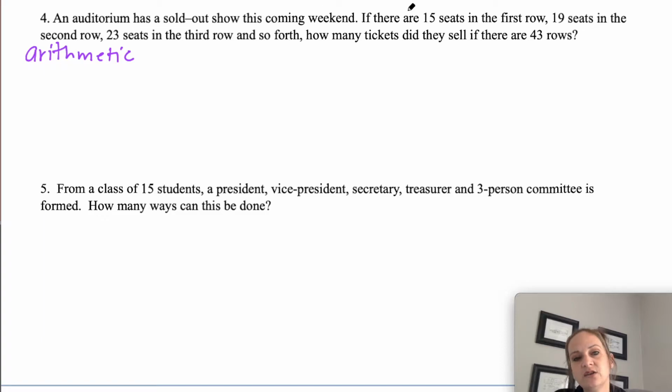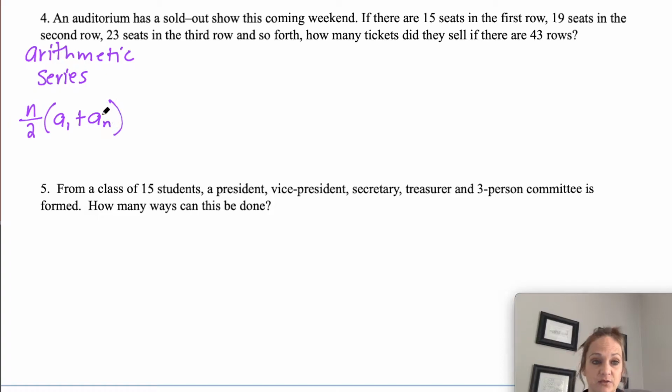Now I'm wanting to know the total amount of seats in the entire auditorium. So I am looking for the arithmetic series. If you add up all the terms together from 1 to 43, why 43? Because there's 43 rows. It will give me the total amount. The arithmetic series is n over 2 times the first row plus the last row.